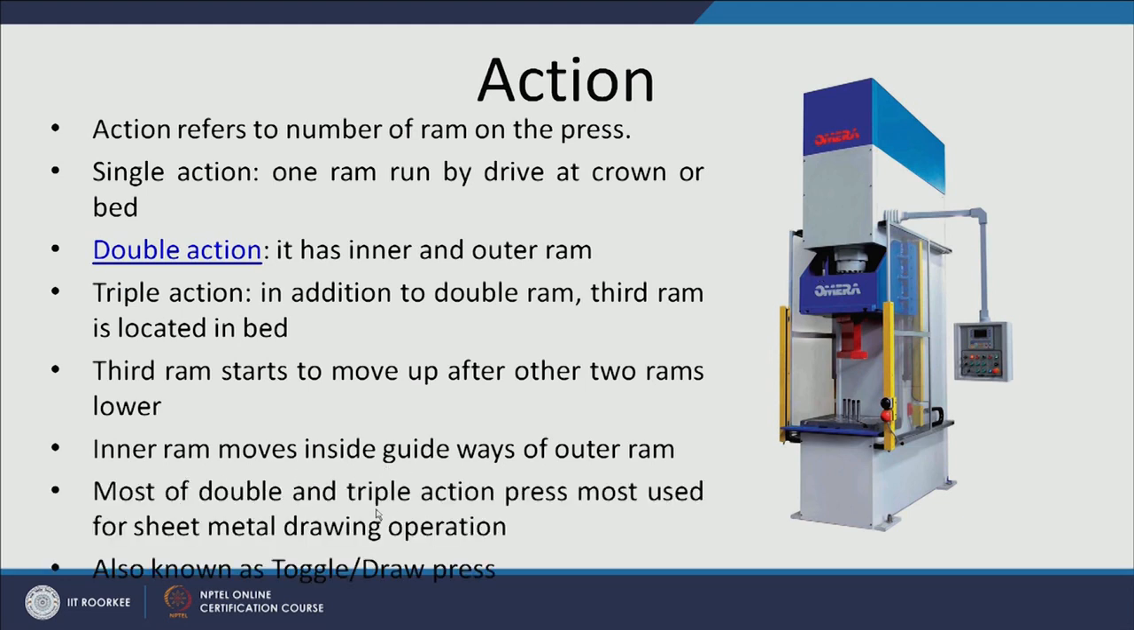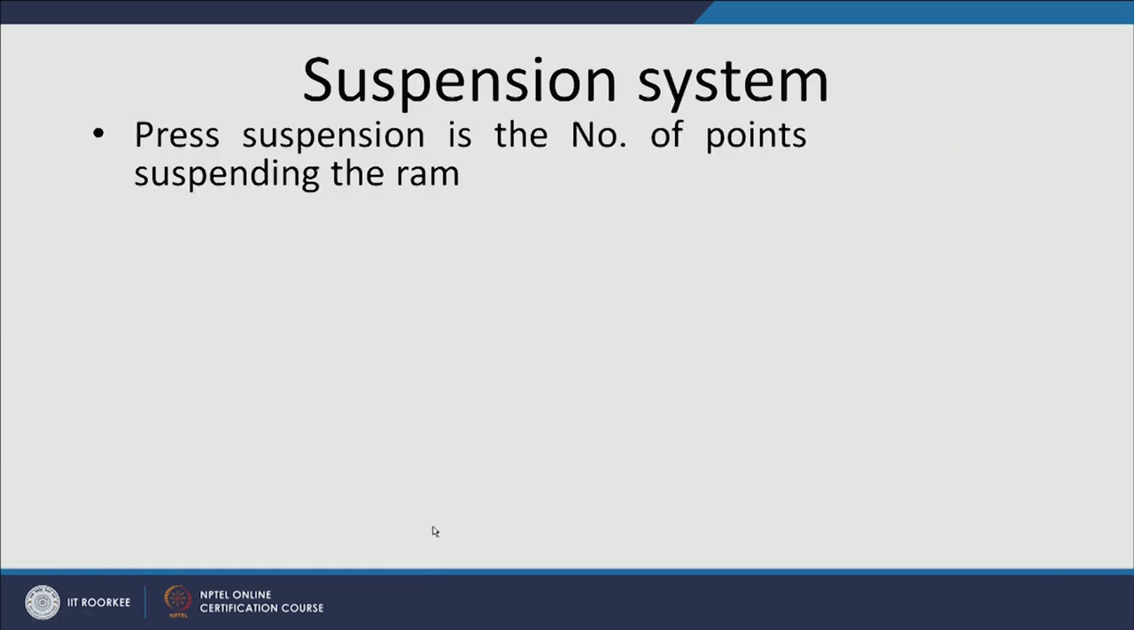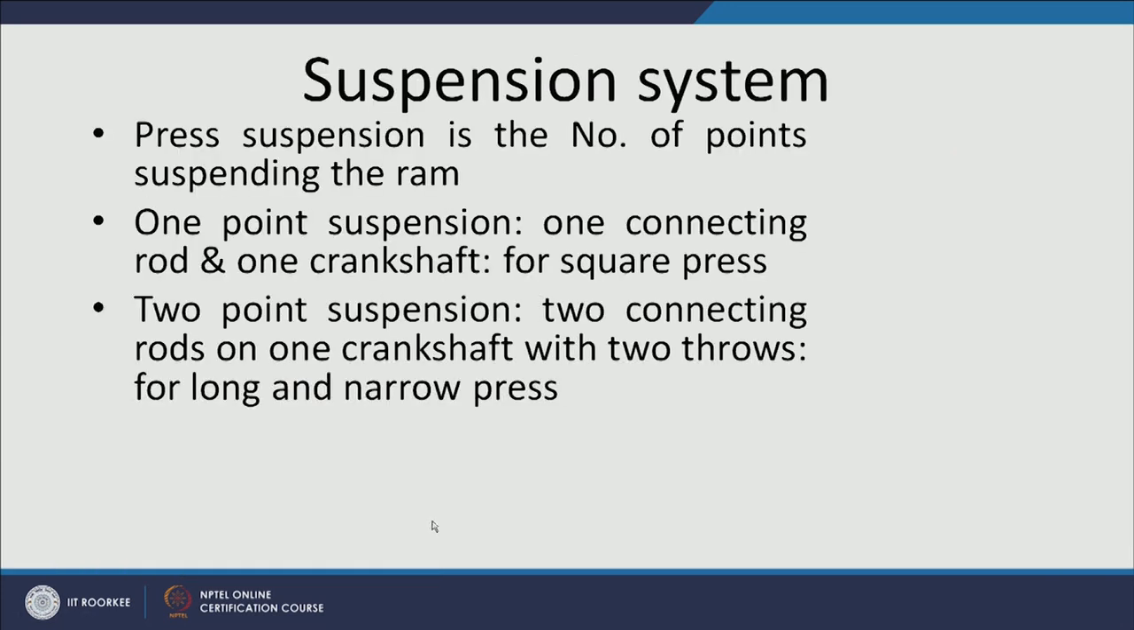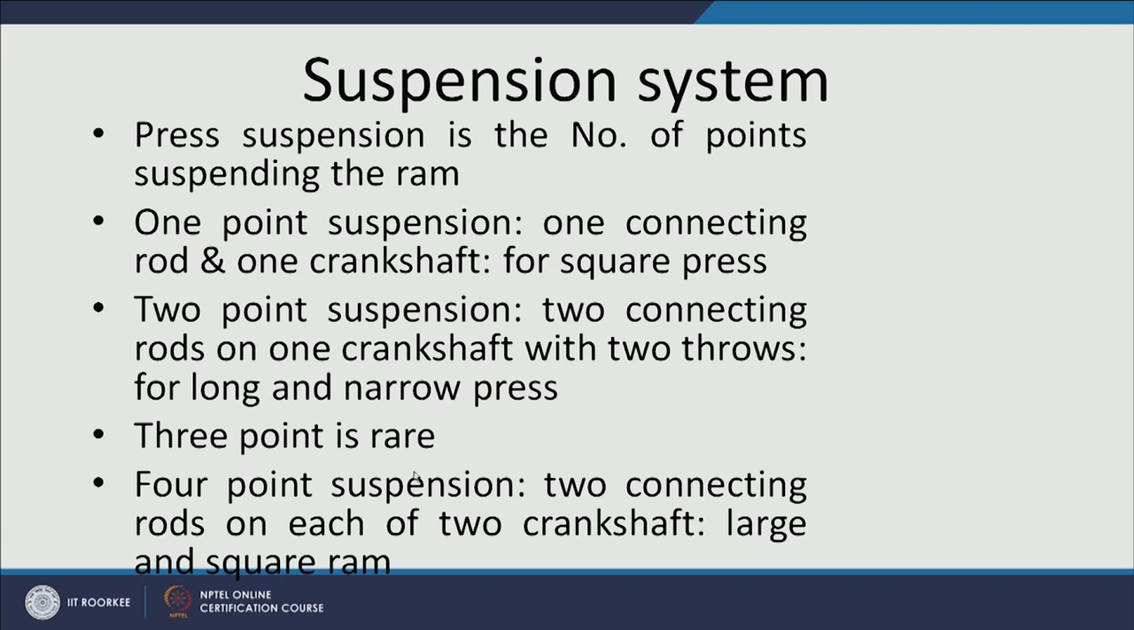Double and triple action presses are most suited for sheet metal drawing operations. Suspension, as I have explained, is the number of points from which the ram is suspended. There can be single point, two-point, three-point and four-point suspension, but three points are very rare. Four-point suspension is used with four connecting rods, mounted on two crankshafts, so two connecting rods on each crankshaft. These are used for very large and square shape rams.